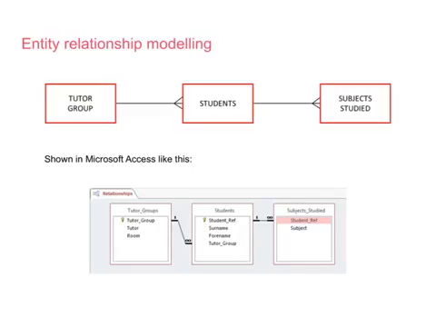The tables can be shown in an abstracted view like this. Notice the relationship between the tables. This is known as a one-to-many. One record in the tutor group table is related to many records in the student table, which is related to many records in the subject studied table. This means one tutor group can have many students and one student can study many subjects.